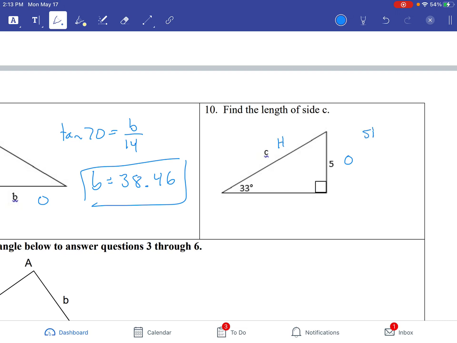And then here we have the opposite side and the hypotenuse. So this is going to use the sine function: sine of 33 equals 5 over c. Okay, so 5 divided by the sine of 33. C is equal to 9.18.